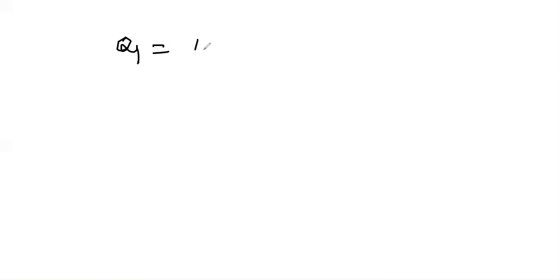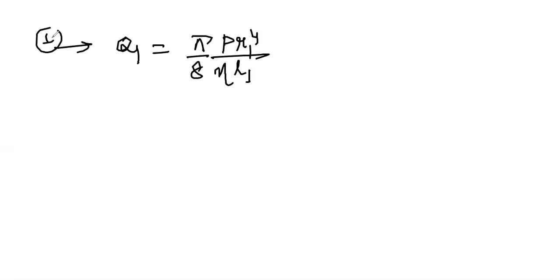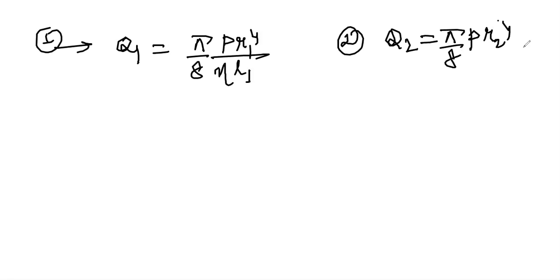Q1 equals, therefore, I can write pi upon 8. The pressure difference is the same, that be P, times R1 to the power 4 divided by eta into L1. Similarly for capillary 2, this is for your first one, and for the second one I can write Q2 equals pi upon 8 P R2 to the power 4 divided by eta L2.